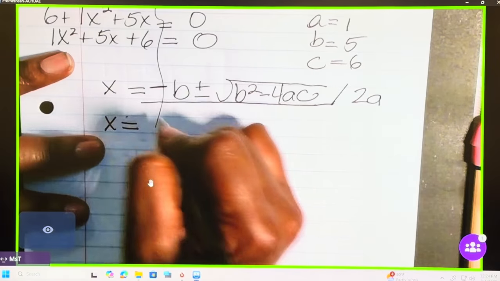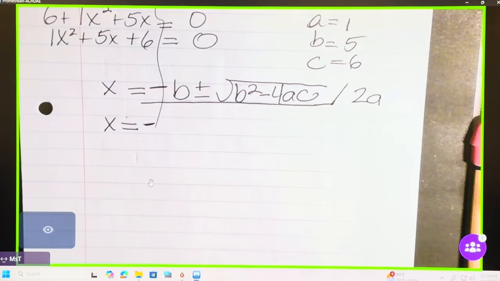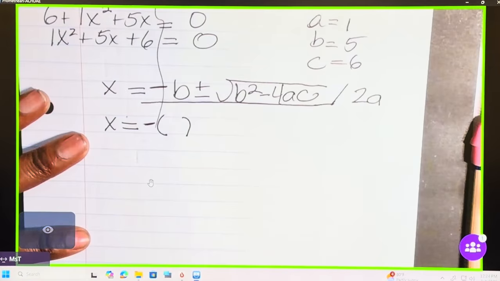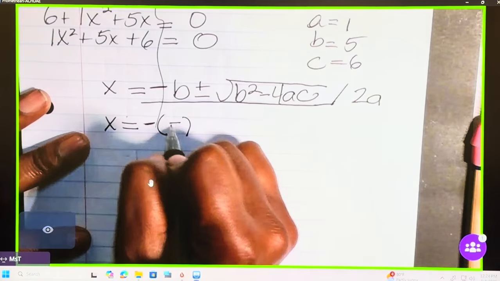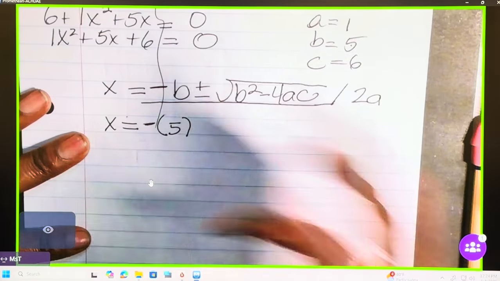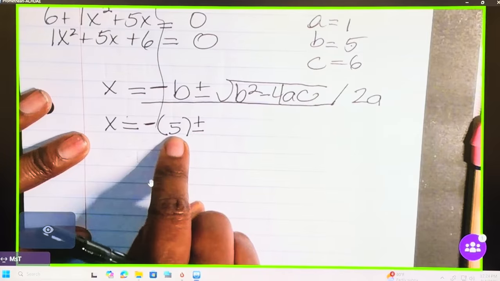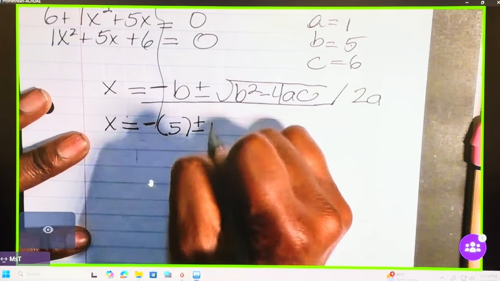So x equals negative. Why am I writing this negative before I even plug in a number? Why am I putting negative there? Did I just come up with that? No, it's part of the formula, right? Now, in place of B, what am I putting? 5. Because my B is 5. Plus or minus. Notice I didn't put negative 5. I put exactly what B was, right? Plus or minus the square root of.